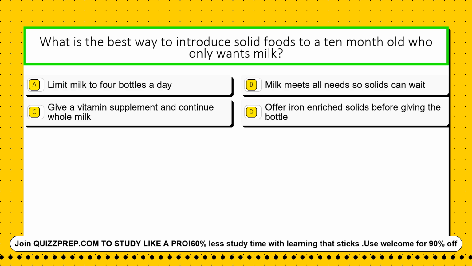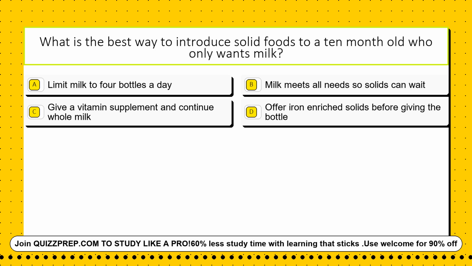Question 110. What is the best way to introduce solid foods to a 10-month-old who only wants milk? Option A. Limit milk to 4 bottles a day. Option B. Milk meets all needs so solids can wait. Option C. Give a vitamin supplement and continue whole milk. Option D. Offer iron-enriched solids before giving the bottle.